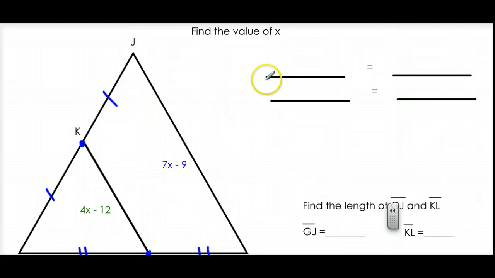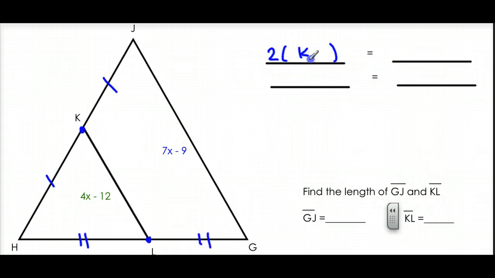Now to solve for x, we have to set up our equation properly. What we have to remember is that 2 times our midsegment is going to be equal to our base. And in this case, our midsegment is KL. So 2 times our midsegment, which is KL, is going to be equal to our base, JG. Setting up is the hard part. As long as you have that down, the rest should be pretty straightforward.